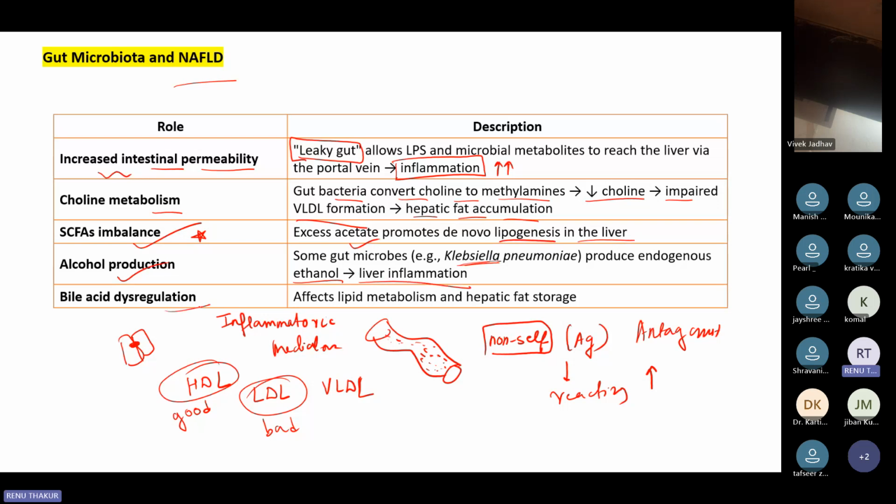Bile acid dysregulation. Whenever we have an imbalance in the bile acids produced in our body, that will also affect lipid metabolism and hepatic fat storage. See, it all depends on whether the lipid or the bad cholesterol is properly degraded or metabolized in our body or not. If they are not properly metabolized, they will be deposited. If anything that is bad for the body is deposited for a longer time, it will cause inflammation in your body. So this is the reason our liver is doing what?